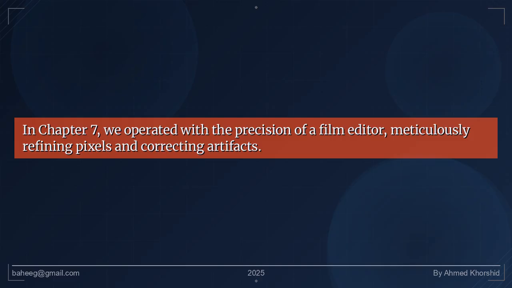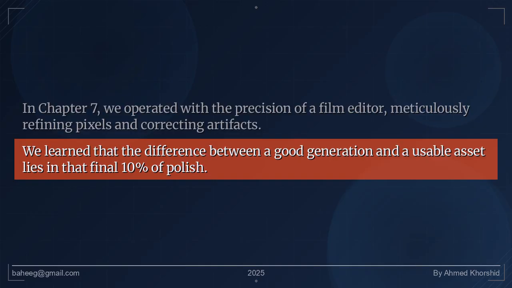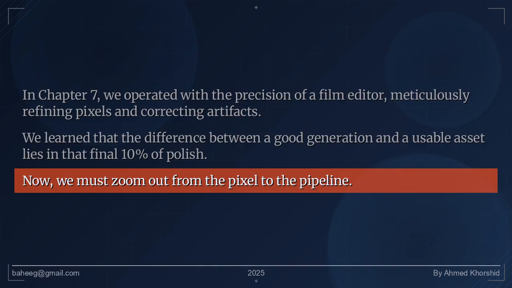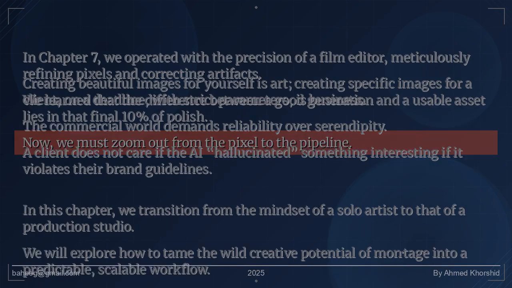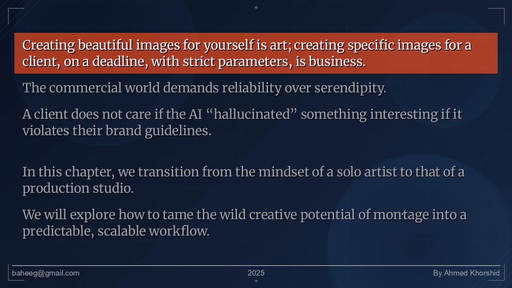In Chapter 7, we operated with the precision of a film editor, meticulously refining pixels and correcting artifacts. We learned that the difference between a good generation and a usable asset lies in that final 10% of polish. Now, we must zoom out from the pixel to the pipeline. Creating beautiful images for yourself is art. Creating specific images for a client, on a deadline, with strict parameters, is business.